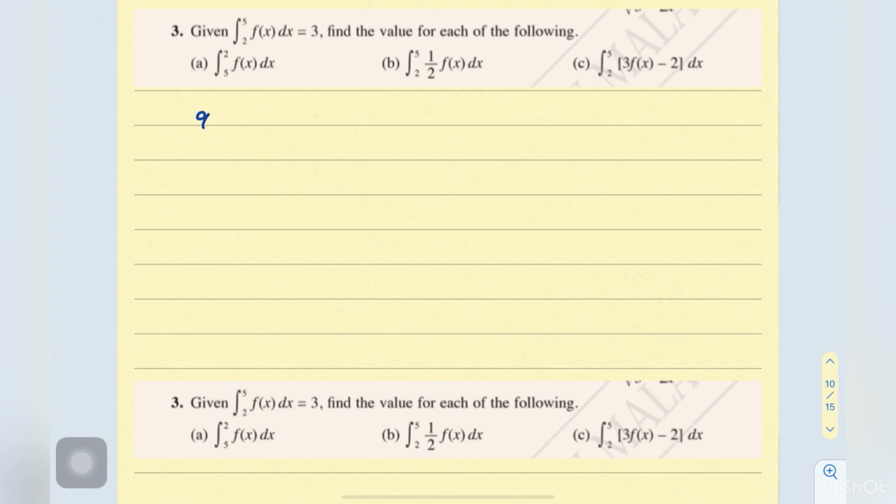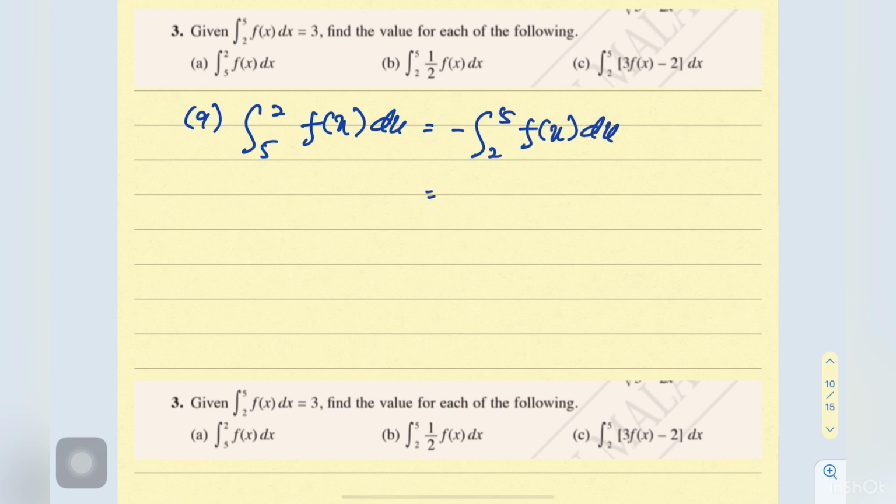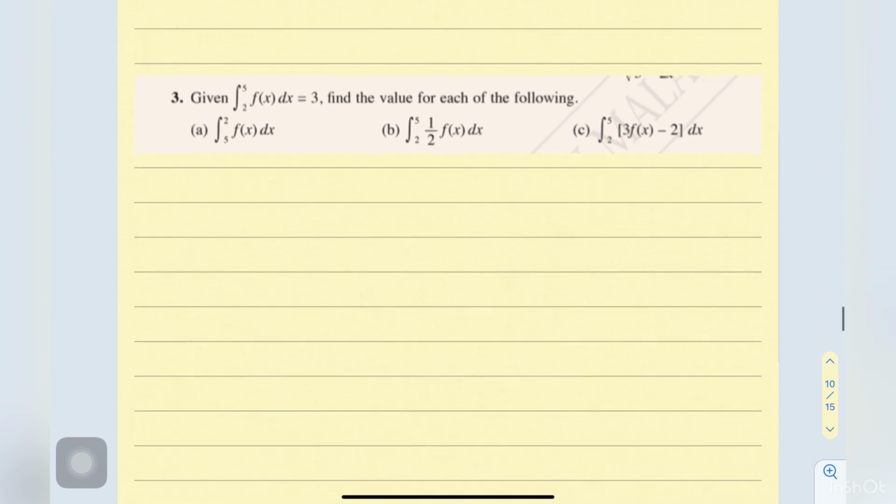Okay, so A, integrate from 5 to 2 of f(x) dx. Okay, so we know that we have laws of definite integrals: when we exchange the lower and upper limits, the value becomes negative. So here we have negative integral from 2 to 5 of f(x) dx, which equals negative 3. Okay, just like that. Then number 3b.